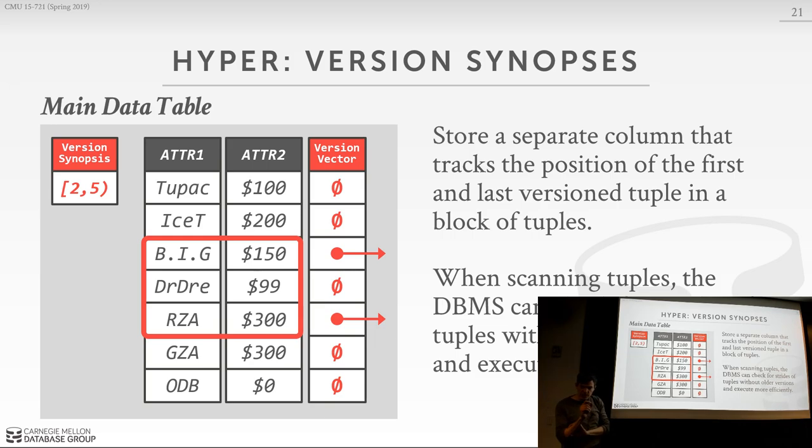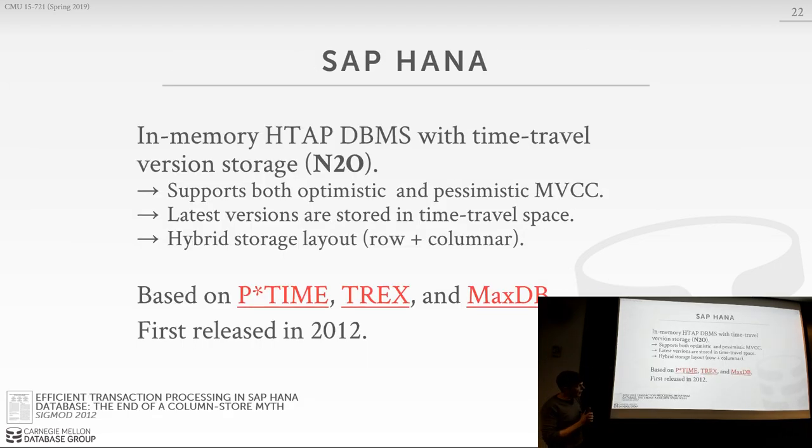It's not about reading data from disk, because how fast can we read stuff that's in memory? So not having if branches when we scan these portions makes a big difference. All right, any questions about Hyper? Okay, so let's jump into HANA.